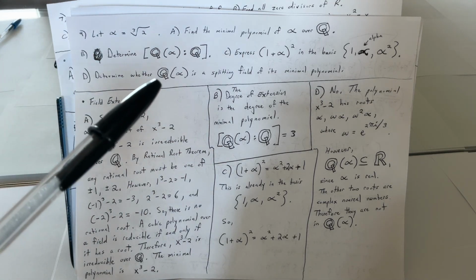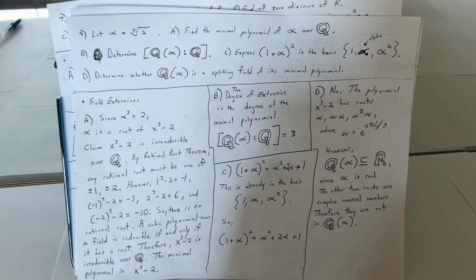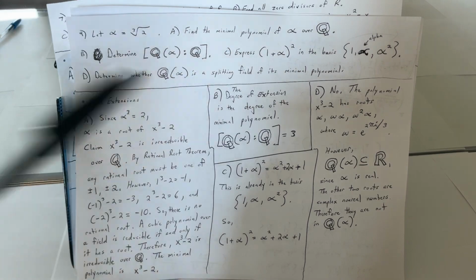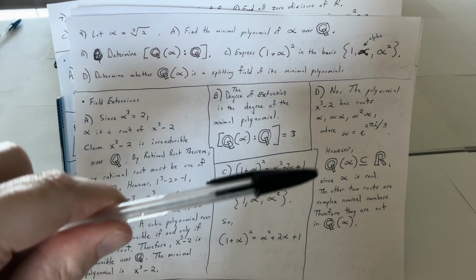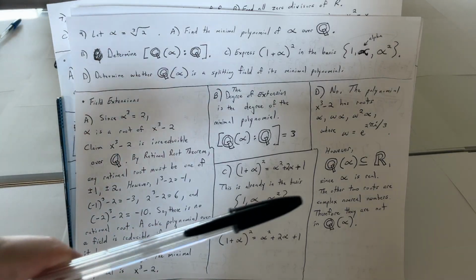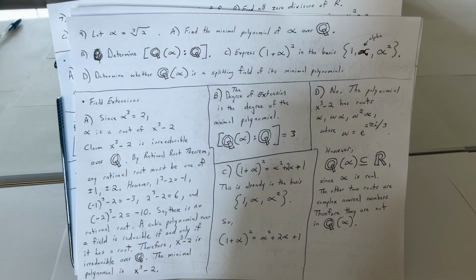So we just get the following here. And for part D, determine whether Q(alpha) is a splitting field of its minimal polynomial, and we could say no. The polynomial x cubed minus 2 has roots alpha, omega alpha, and omega squared alpha, where omega equals e to the 2 pi i over 3. However, Q(alpha) is a subset of the real numbers, and since alpha is real, the other 2 roots are complex non-real numbers. Therefore, they are not in Q(alpha).